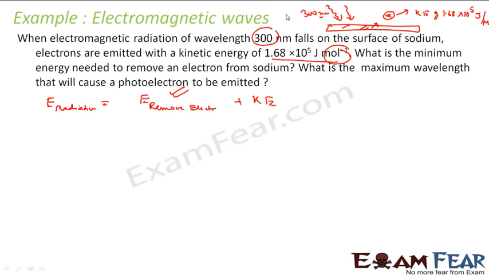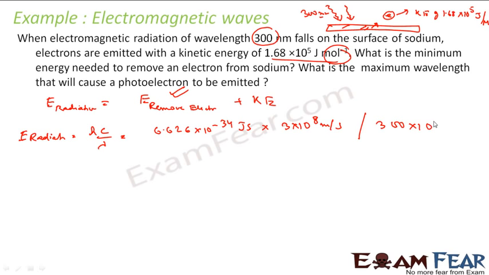Energy of radiation we can easily find because we are given the wavelength of the radiation. Correct? So let's find E of radiation. Since we have wavelength, we'll use E = hc by lambda. This is nothing but 6.626 into 10 to the power minus 34 joule second, into c, the speed of light, 3 into 10 to the power 8 meter per second, divided by wavelength, that is 300 nanometer. I'll convert this into meter, 300 into 10 to the power minus 9 meter. If you solve this, you get the answer as 6.626 into 10 to the power minus 19 joule. This is the energy of radiation for one molecule.